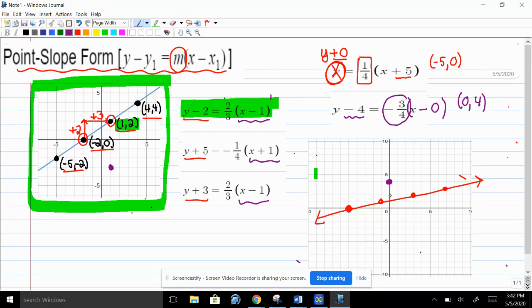Down 3, 1, 2, 3, 1, 2, 3, 4. Do that maybe 1 or 2 more times. Only fit one more there. So your graph for that equation is going to look something like that.